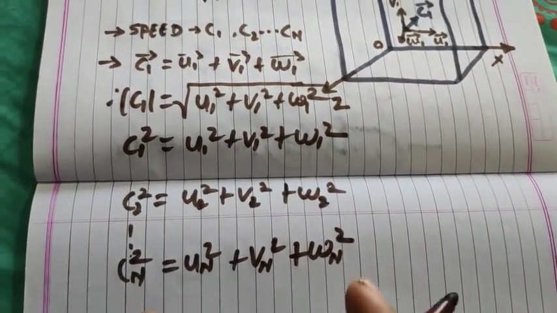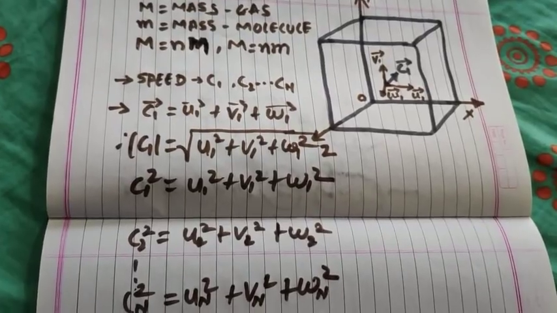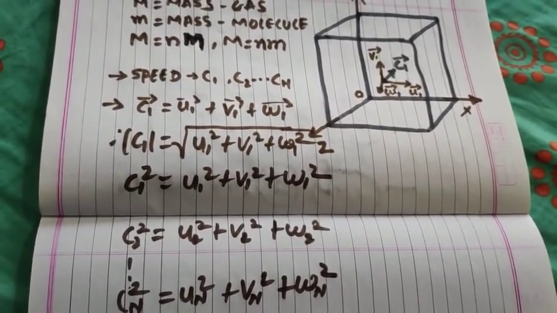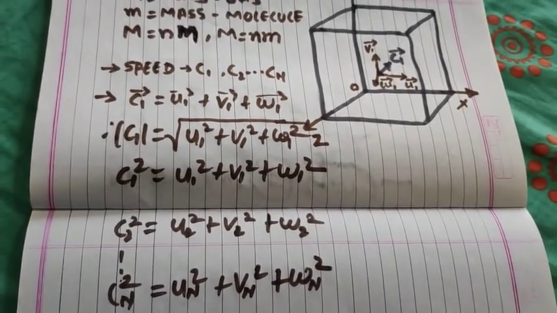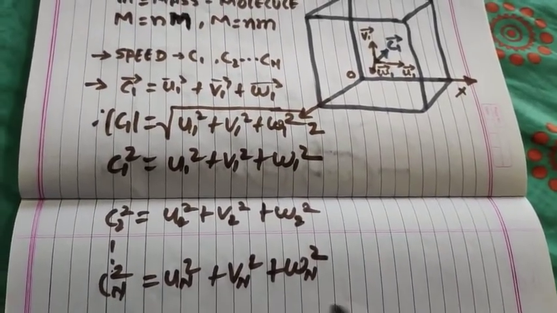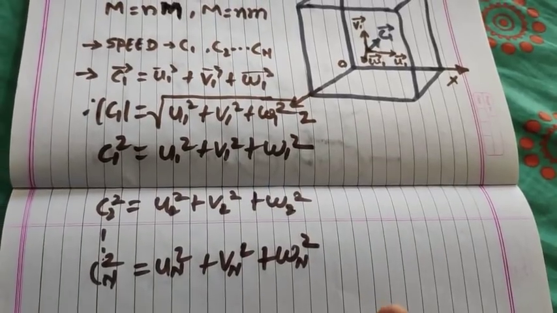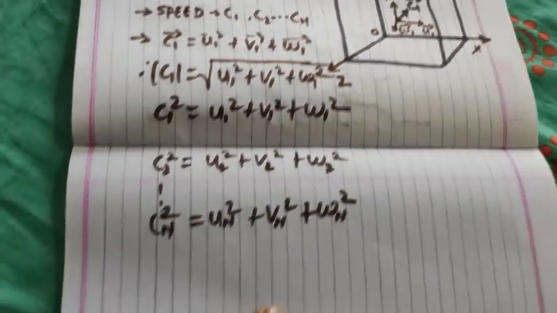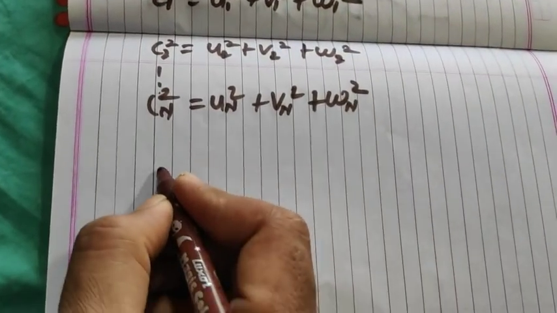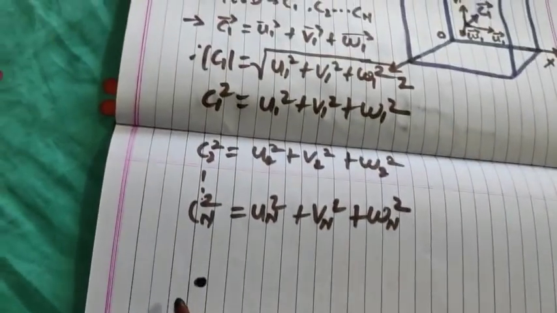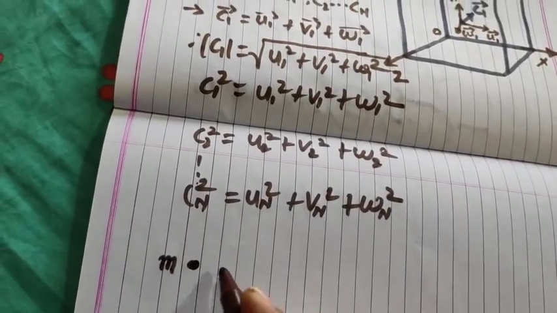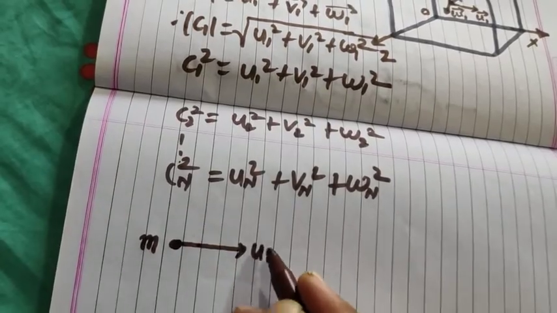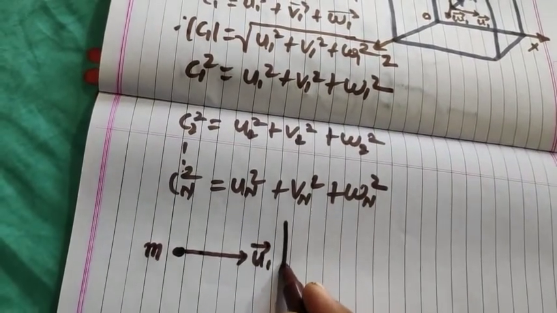So this is the basic to get the pressure equation. As we all know the steps, remember, for getting pressure you must know the force, for getting force you must know the change in momentum, and to get change in momentum you must have initial momentum and final momentum. Now what about this gas molecule? Let us talk about this gas molecule. The same gas molecule having mass m, moving along the x-axis with U1 bar velocity and colliding with the wall.